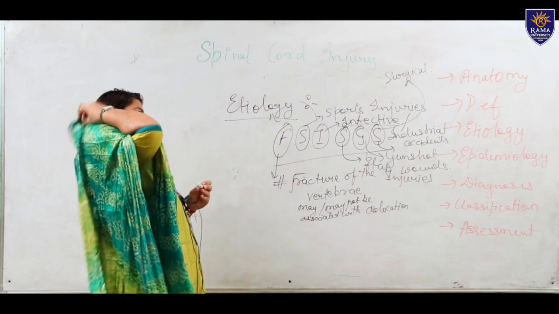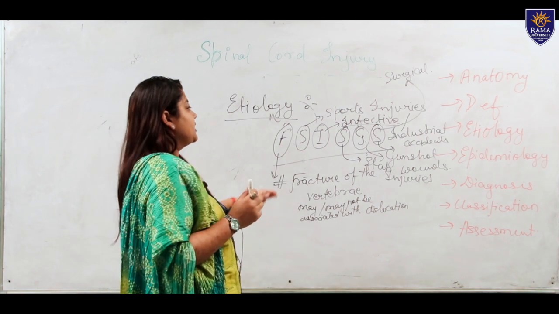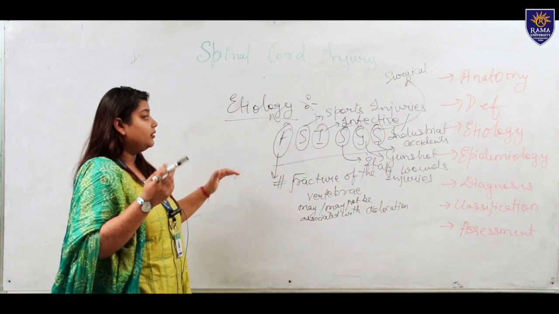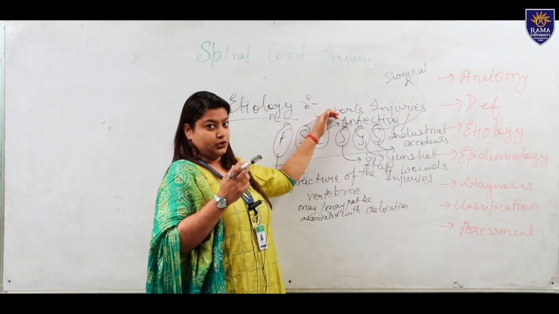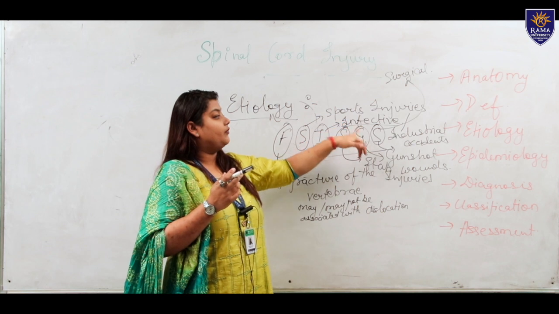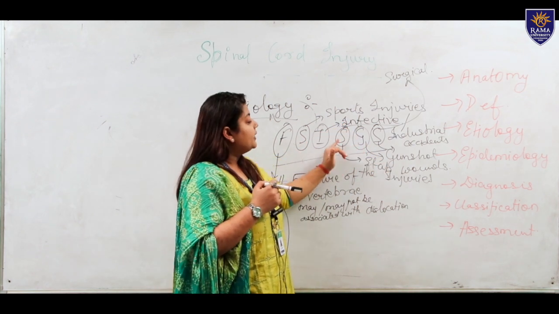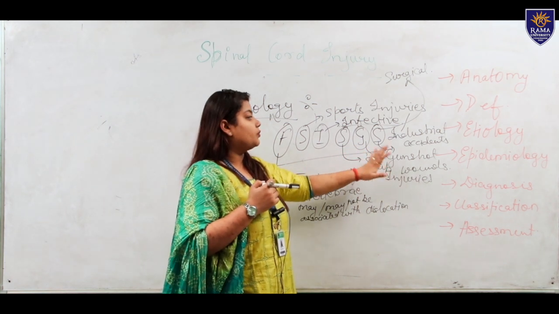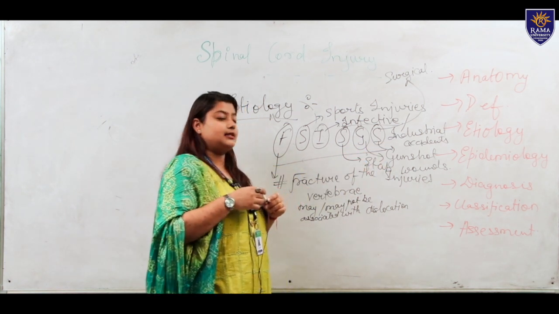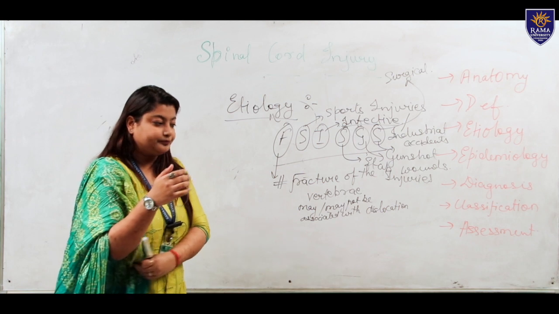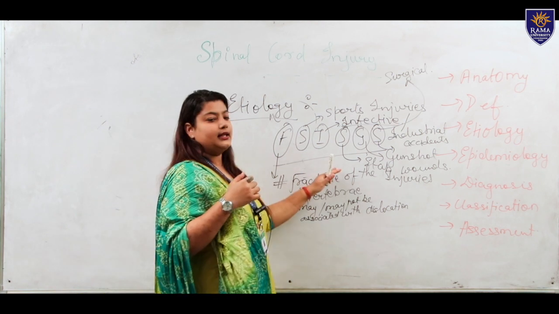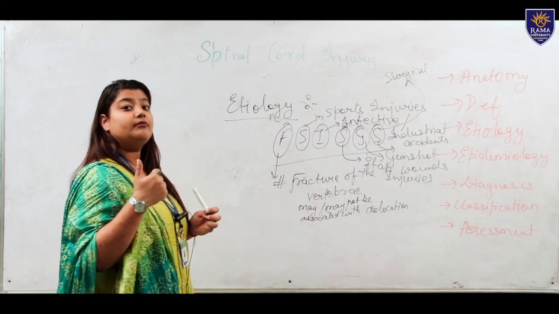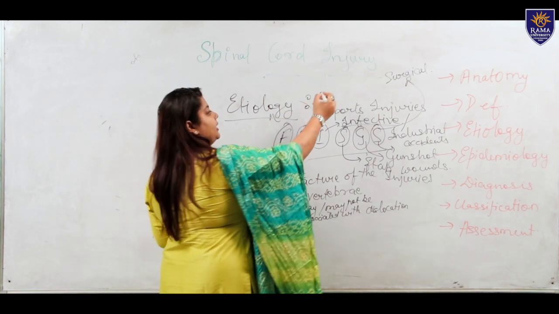Now, if we look at the etiology, we have studied FSISGS. F stands for fracture, S stands for sports injuries, I stands for infective or industrial accidents, S stands for stab injuries, G stands for gunshot wounds, and S stands for surgical trauma. Now, if we look at this, we are forgetting a very common factor which could be seen in most of the cases, and that is fall.